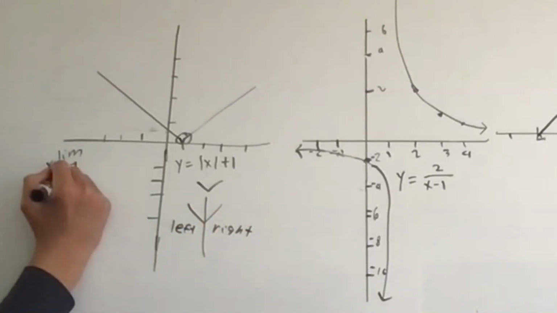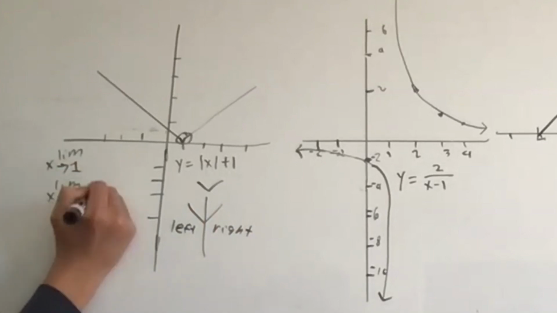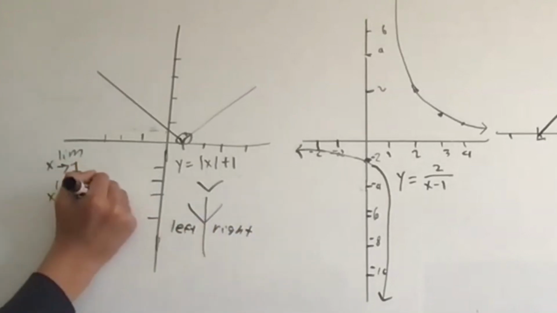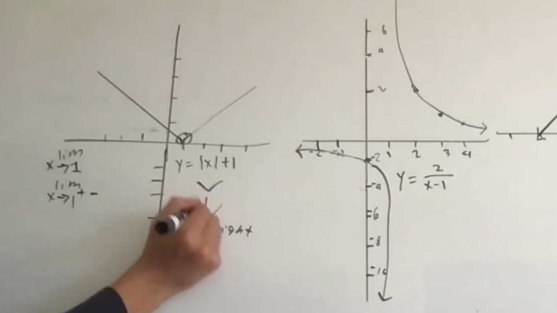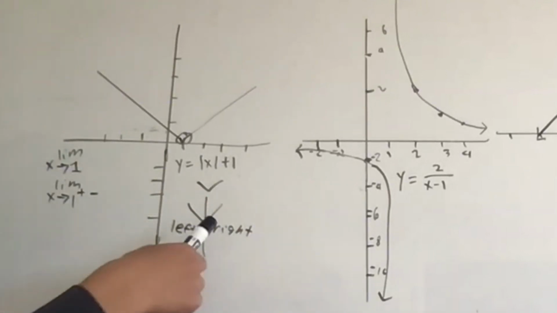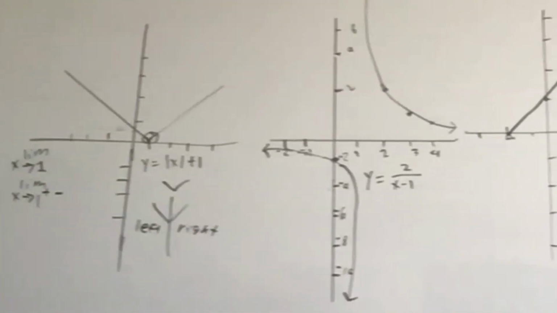To denote that, we would write it as limit of x approaches 1 from the plus, from the right, or minus, from the left. So from the minus, the slope would be -1, and for plus, or right, the slope would be 1.